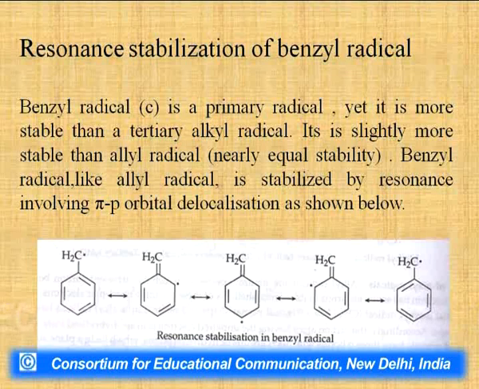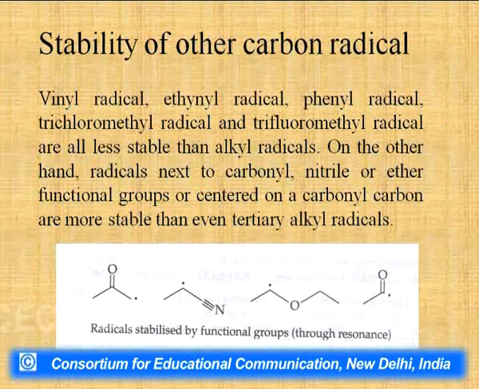The benzyl radical, like the allyl radical, is stabilized by resonance involving pi-p orbital delocalization, as shown in the figure. So, you can see the number of resonating structures there are; the more the resonance, the more will be the stabilization. Stability of other carbon radicals.